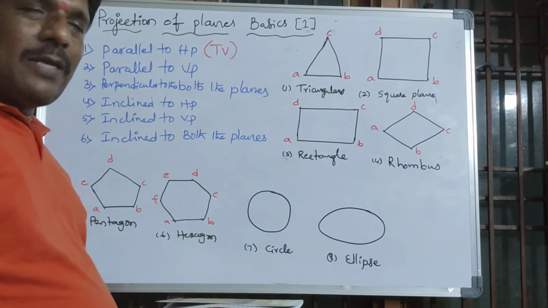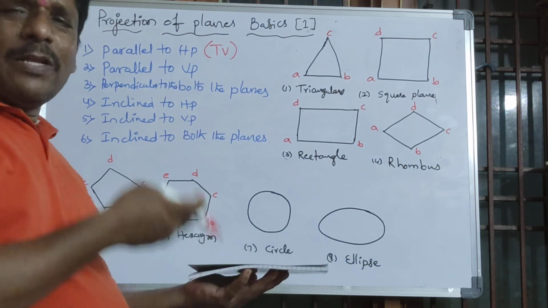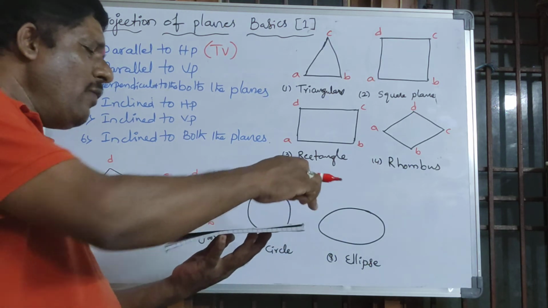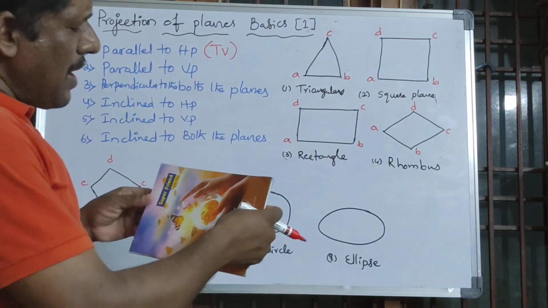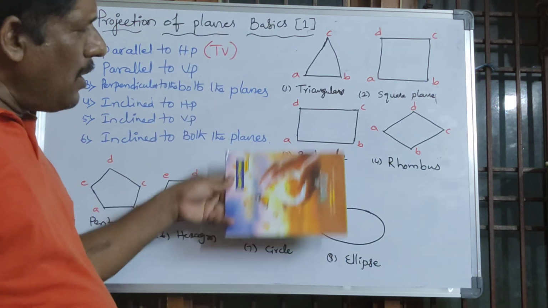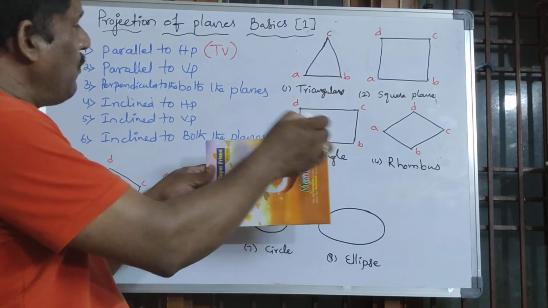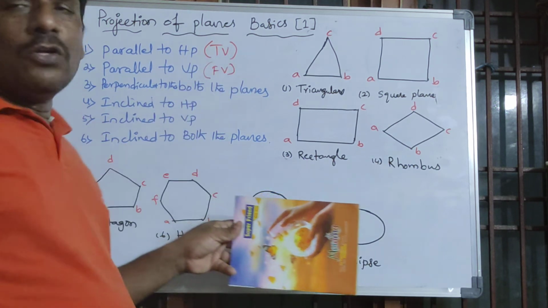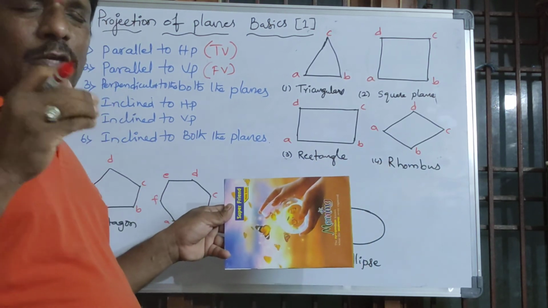In an examination, while studying the question itself, suppose the plane is a rectangular plane, square plane, triangular plane, pentagonal, whatever it may be. If the plane is parallel to HP, the full view is visible from the top view. In the same manner, the plane is parallel to VP, VP meaning this board, the vertical plane. When the plane is parallel to VP, the full view is visible from the front view. While studying the question, you must get this idea.